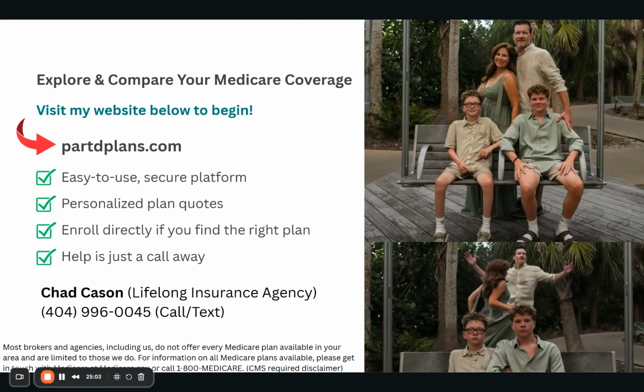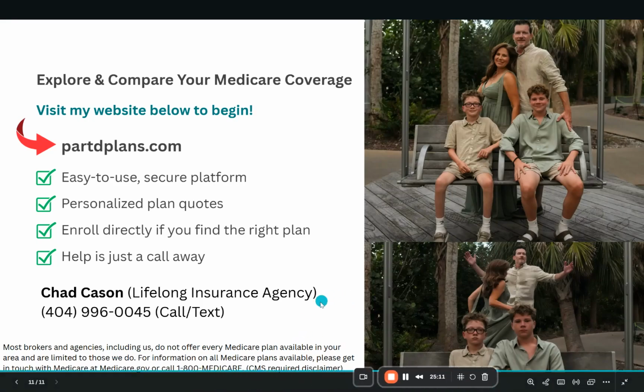And again, most brokers and agencies, and this is just a required disclaimer here. CMS makes us say this, and it's true. Okay, most brokers and agencies, including ours, don't offer every single Medicare plan with every company in your area. All right, and we're limited to those that we do. So, for more information on all your Medicare plans, you should get in touch with Medicare or call Medicare at 1-800-MEDICARE. Go to Medicare.gov, use the Medicare Plan Finder, that sort of thing, and you can really see every single option that is available. But again, I'm here to help if you have any questions within this stuff.